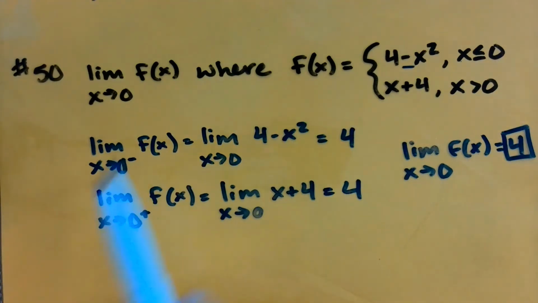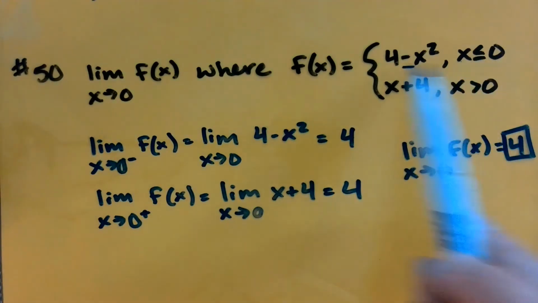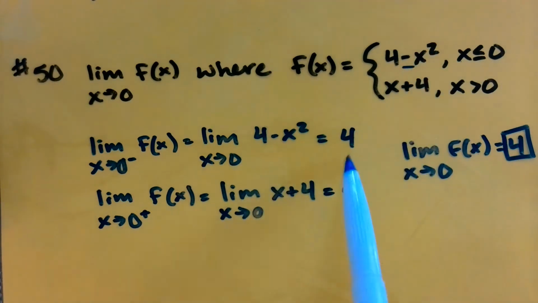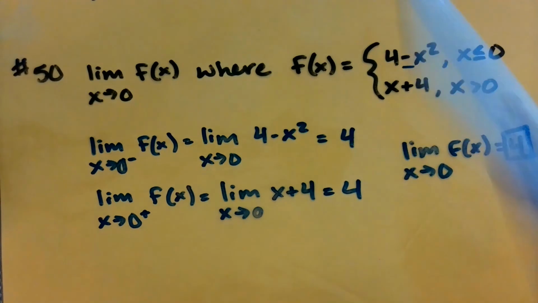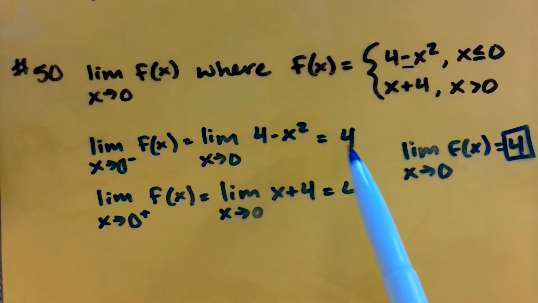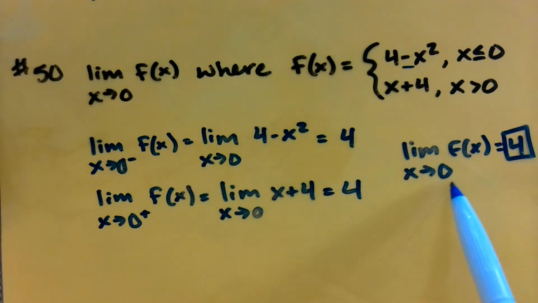So finding the limit as x approaches 0 from the left, so looking at that top piece, we should get 4. And then also the limit as x approaches 0 from the right, so the bottom piece, we also get 4, so we should be able to say the limit overall as x approaches 0 of f of x equals 4. By the way, if from the left it approached 4 and from the right it approached 3, then we would just say that the overall limit does not exist.